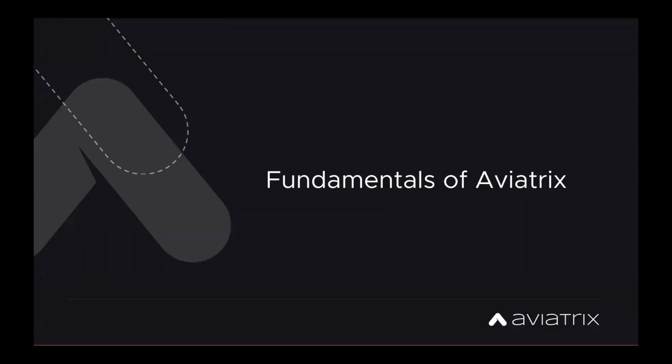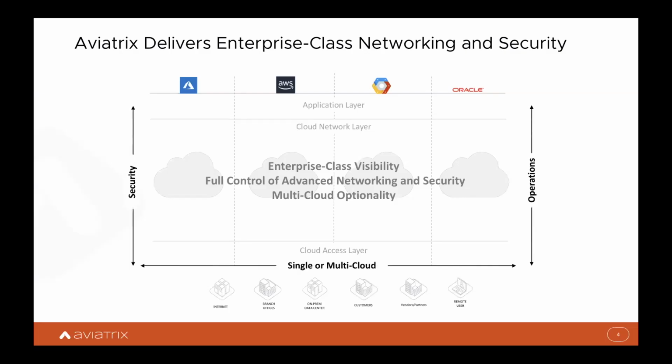So now let's jump into the fundamentals of Aviatrix. I'll go through this quickly for any of you who are new to Aviatrix. Everything Aviatrix does is really based around a multi-cloud network architecture. This is where we deliver advanced enterprise class visibility, full control of advanced networking and security capabilities, and multi-cloud readiness or multi-cloud optionality.